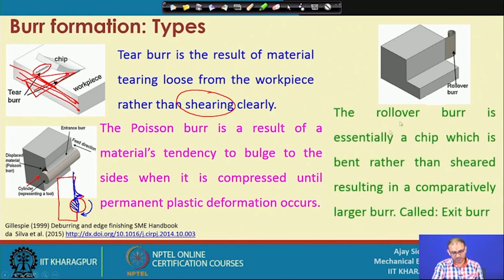And this is the rollover burr. It is essentially a chip which is bent rather than sheared, resulting in a comparatively large burr. This is mostly called the exit burr. So, your cutting tool is here.